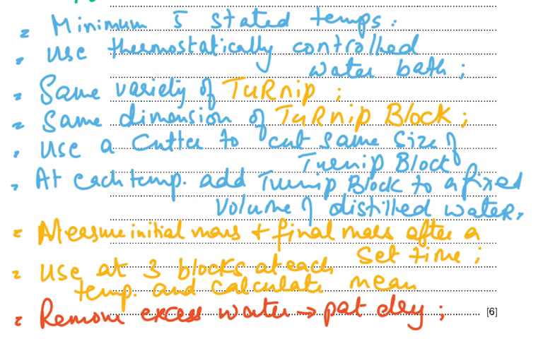Minimum 5 stated temperatures. Use a thermostatically controlled water bath. Same variety of turnip. Same dimension of the turnip block. Use a cutter to cut the same size of the turnip block. You can use anything, if you want to say apple corer or something like that.